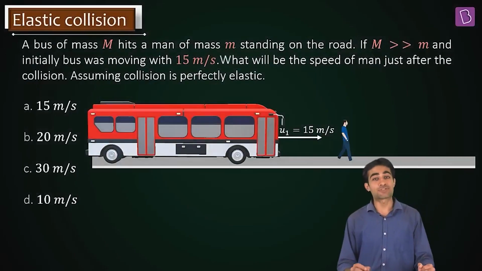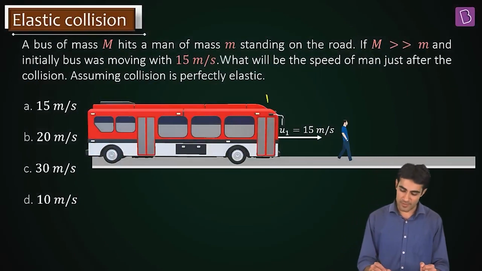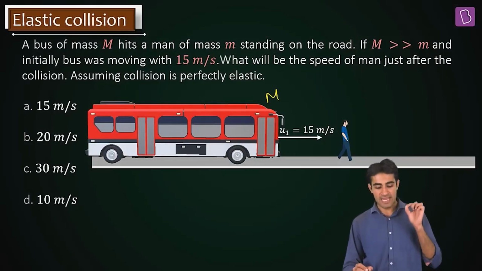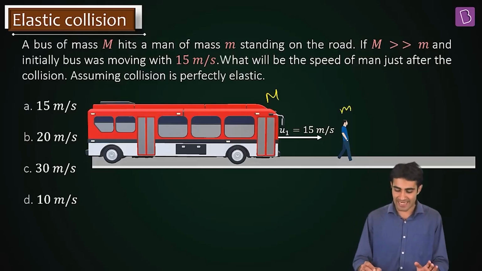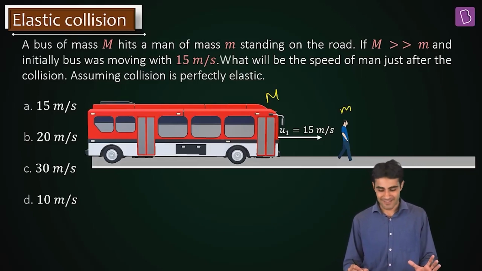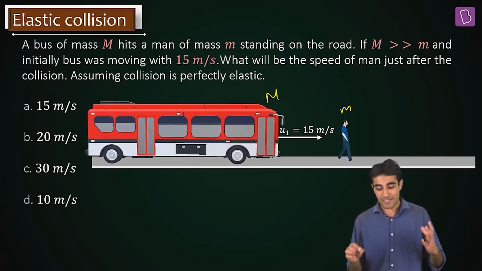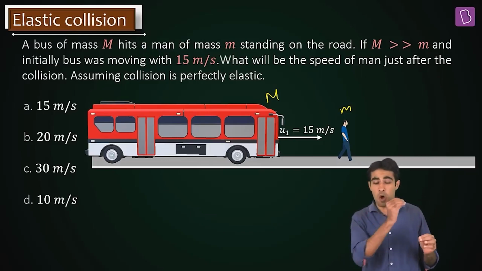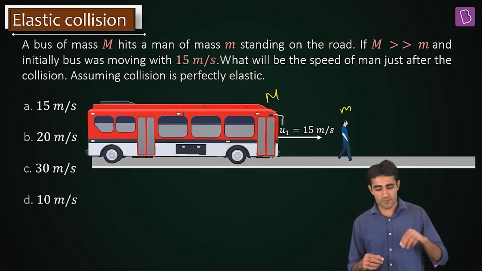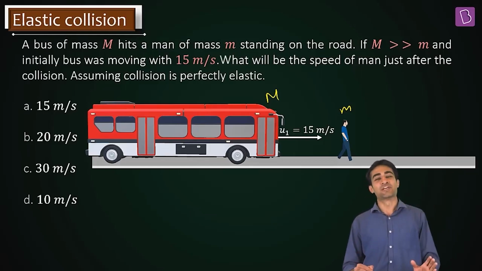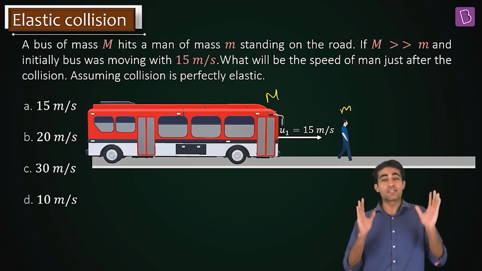A bus of mass capital M is coming with initial velocity 15 meter per second. So a bus of mass capital M hits a man of mass small m standing on the road. I don't know why this man was standing in the road, but I think hospital guys will take good care of him later on. If capital M is very, very large than small m, so mass of the bus is very, very large than small m, and initially the bus was moving with 15 meter per second, what will be the speed of man just after the collision? So just after the collision, with what velocity will this man fly?